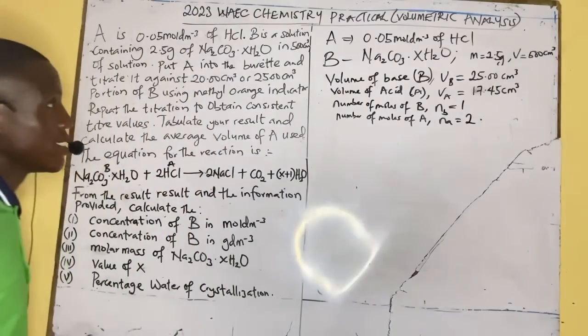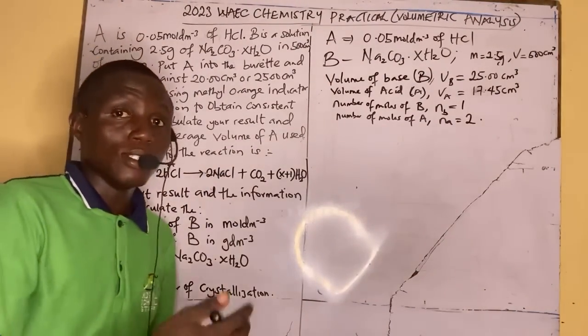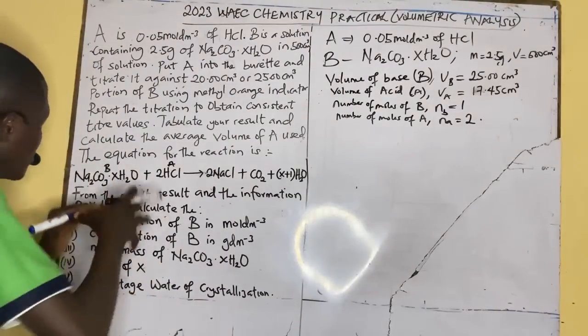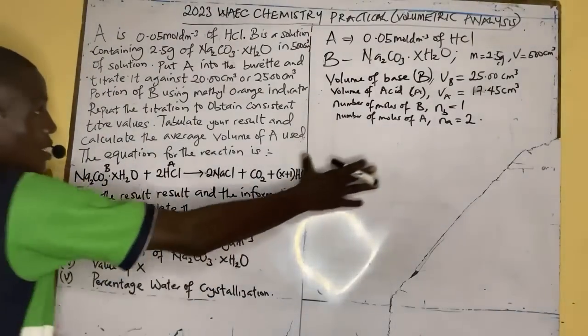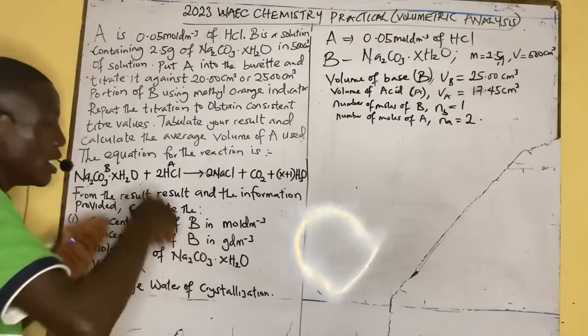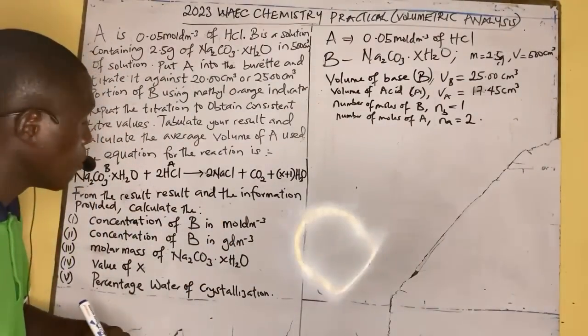So I'm writing this out so as to list out your parameters here so that you will not get confused. Now, from the result and the information provided, you have written out the information. Calculate the concentration of B in mole per dm cube.